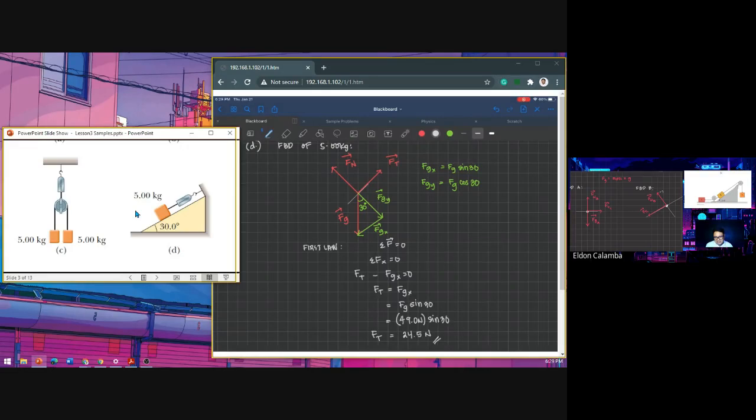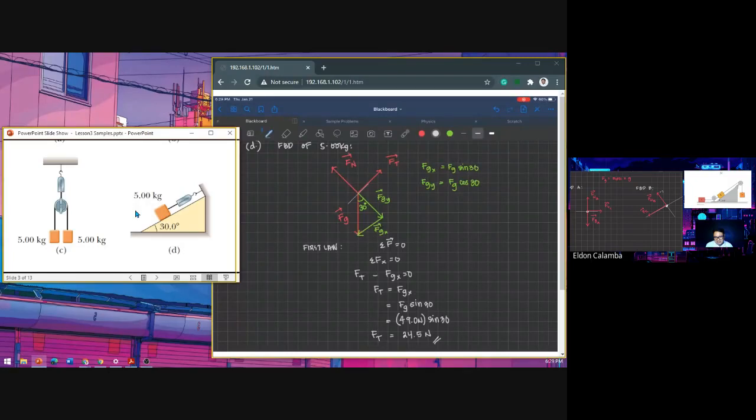Kasi nga, meron na tayong support. If meron pa yung isang cable, it would become lesser actually. And if meron siyang humihila pababa, then it could become greater than 24.5 newtons pa din. It is circumstantial, that's why some problems here in the physics for engineers, sa University Physics na book, will entail you to have different kinds of analysis.